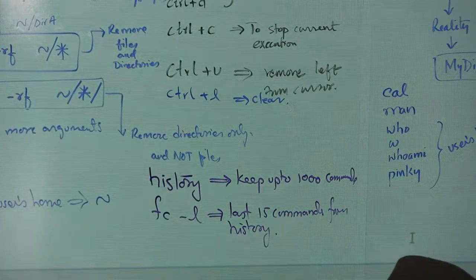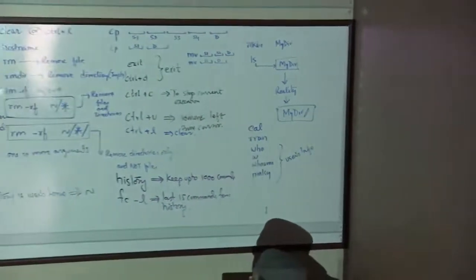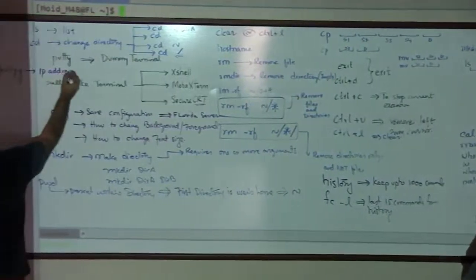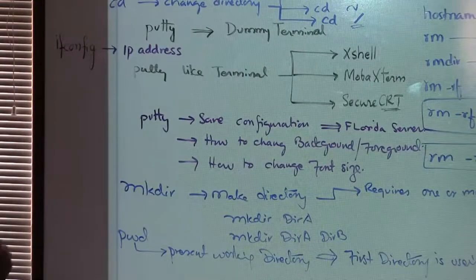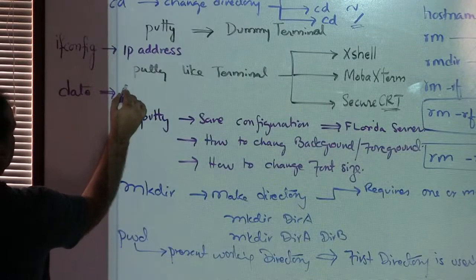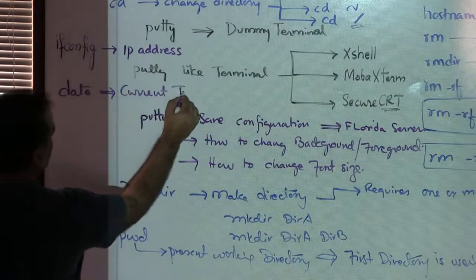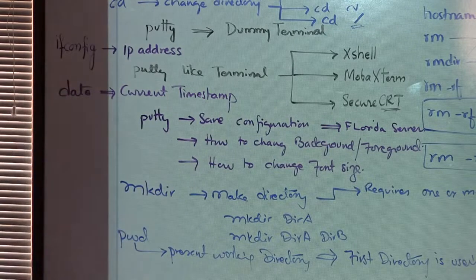Anything else? ifconfig. So now you have ifconfig. This will give you the IP address. Okay. date is the command that will give you the current date, current timestamp. All good? What are the other commands that we talked about?